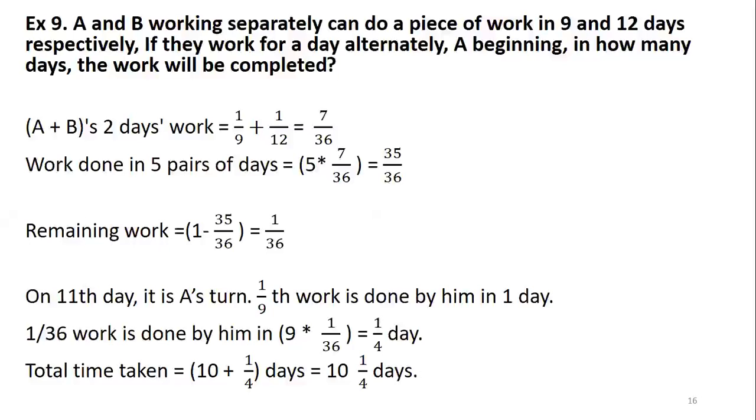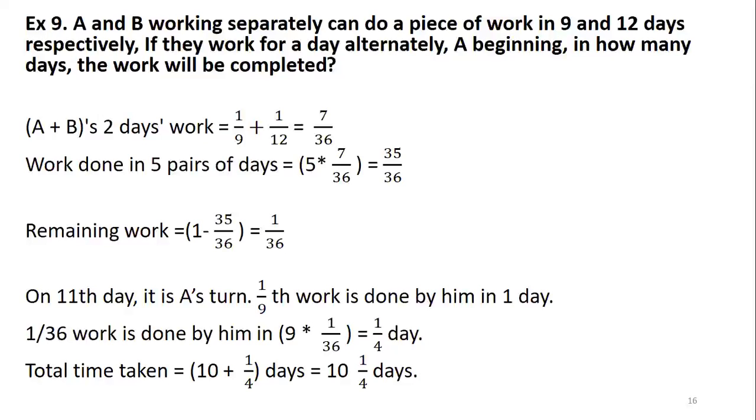So A plus B's 2 days' work is how much? A working for the first day, 1 by 9 part of the work gets completed. B working for the second day, 1 by 12 part of the work gets completed. Now 7 by 36 is the part of work completed by A and B in 2 days' time. Now how many such pairs are possible? The numerator should not exceed the denominator. So how much? 5 pairs are possible.